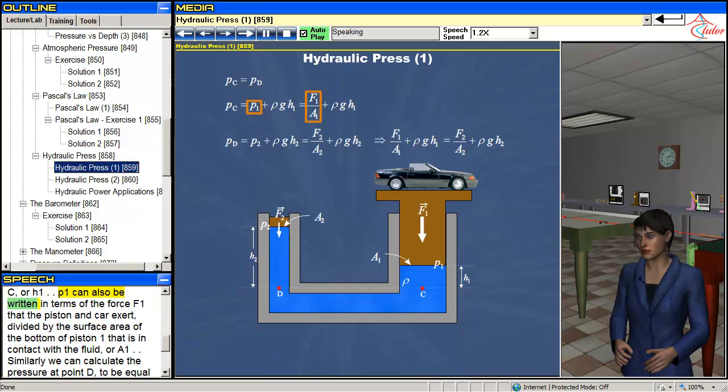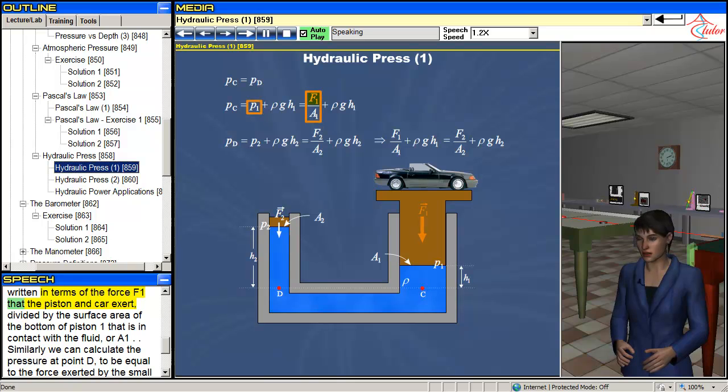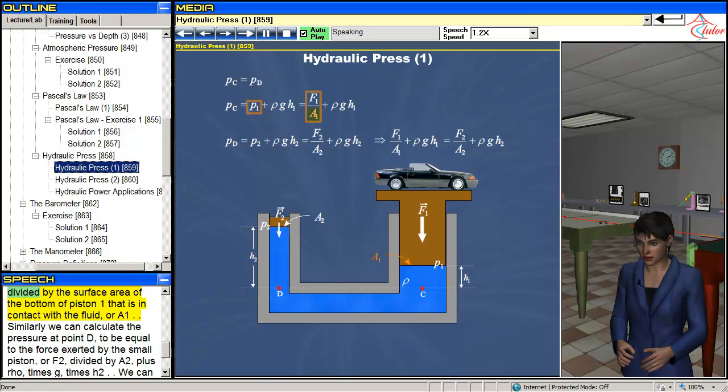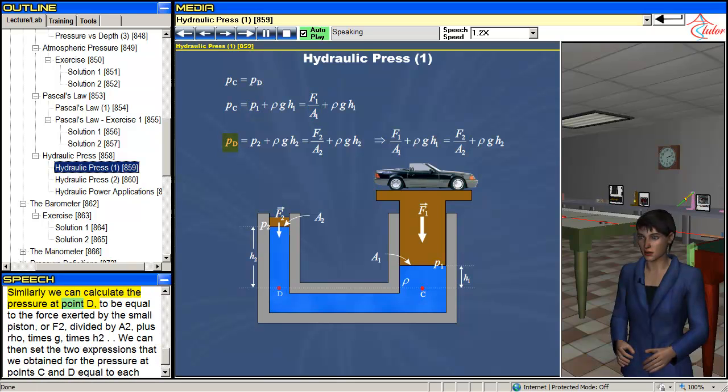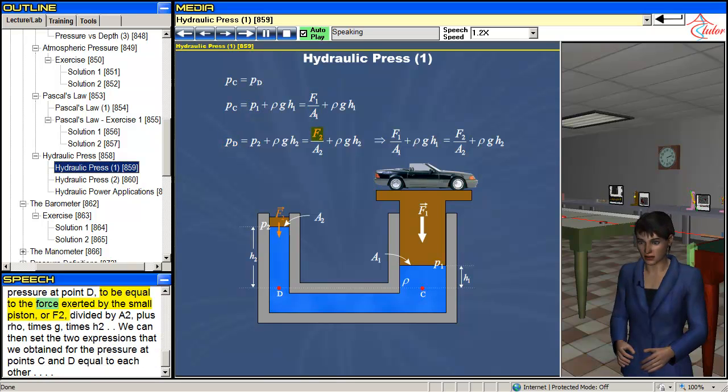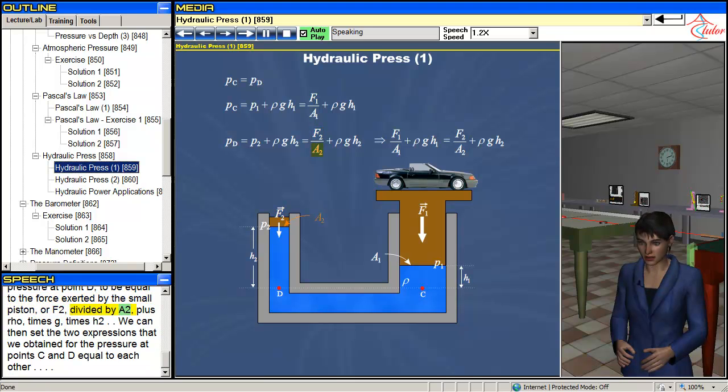P1 can also be written in terms of the force F1 that the piston and car exert, divided by the surface area of the bottom of piston 1 that is in contact with the fluid, or A1. Similarly, we can calculate the pressure at point D to be equal to the force exerted by the small piston, or F2, divided by A2, plus ρ, times g, times H2. We can then set the two expressions that we obtained for the pressure at points C and D equal to each other.